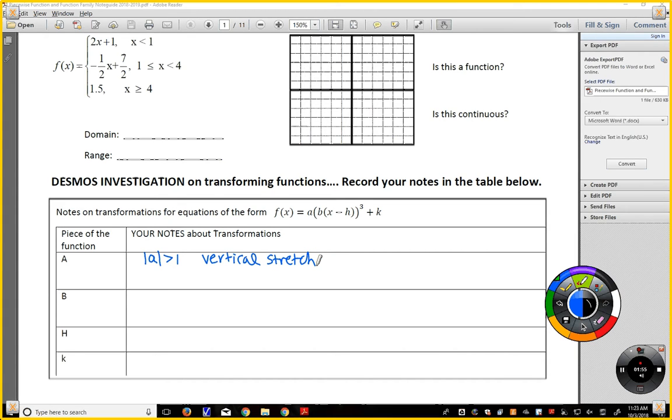When you made A really close to 0, it made the graph almost like a straight line, like it almost looks like it didn't have any curve to it. So when A was less than 1, it was taking all the points and pushing them almost flat, closer and closer to the vertex. So again, it's vertical, but it's compressing it. It's pushing it closer together. So this would be a vertical compression.